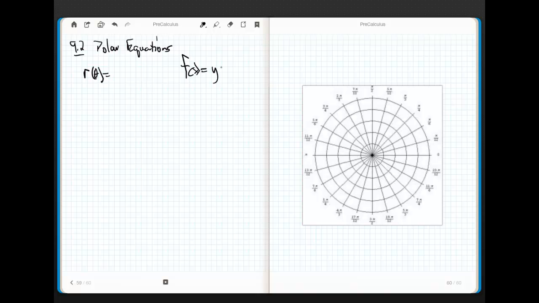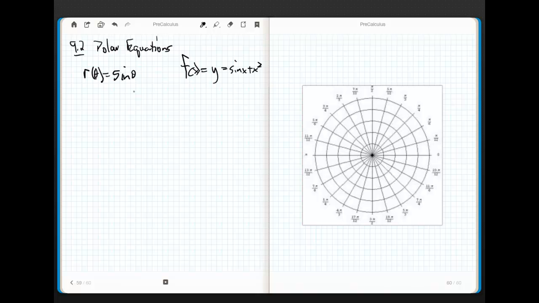equals something, right? Like in this case, f of x equals, I don't know, sine of x plus x squared. What we're going to have is something like r of theta equals, I don't know, let's keep it simple to begin with. Let's talk about r of theta equals sine of theta and have some fun with that.